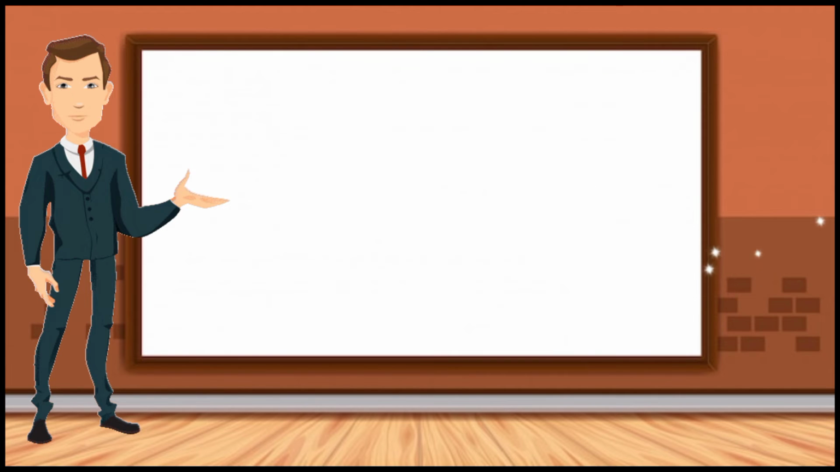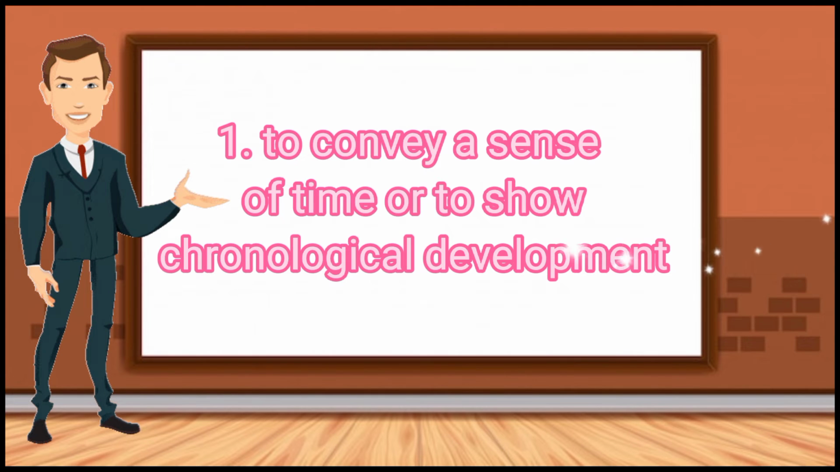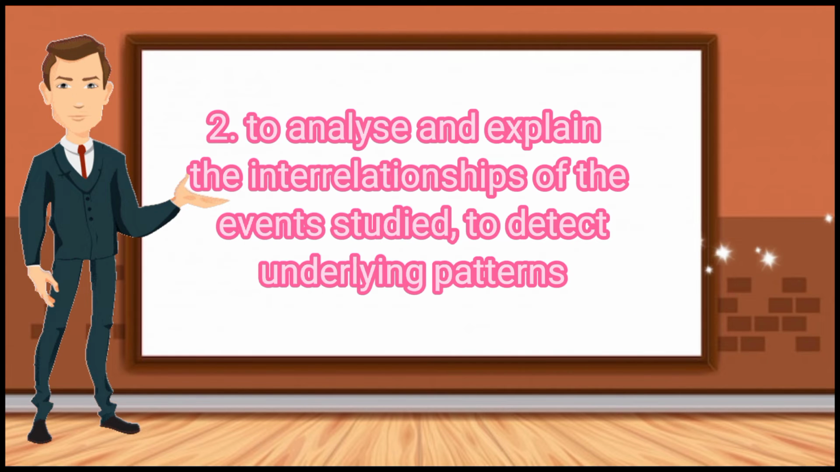The dual aspect of the historical enterprise, the effort to establish what happened and the attempt to explain why things happened in the way they did, explains the twofold task in historical writing. One, to convey a sense of time or to show chronological development. Two, to analyze and explain the interrelationships of the events studied, to detect underlying patterns.